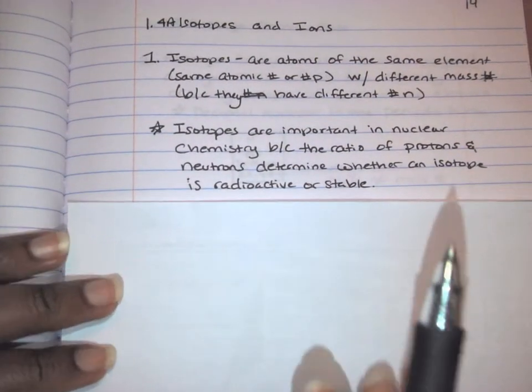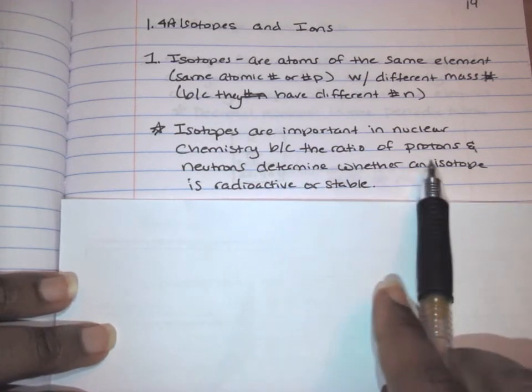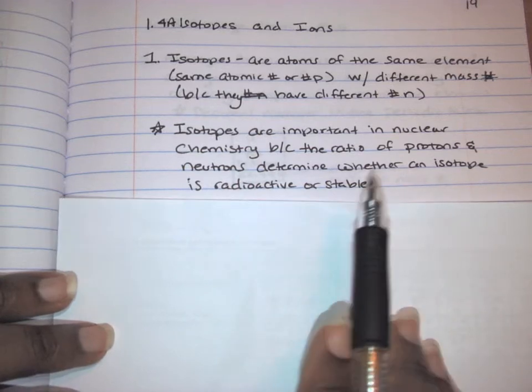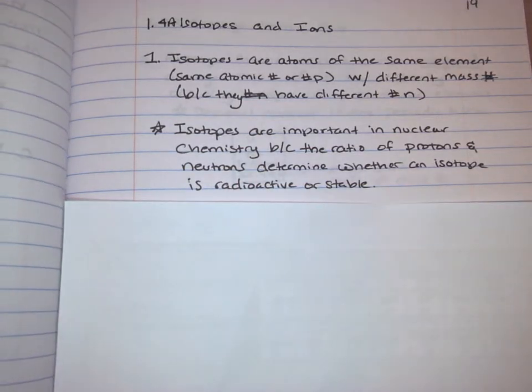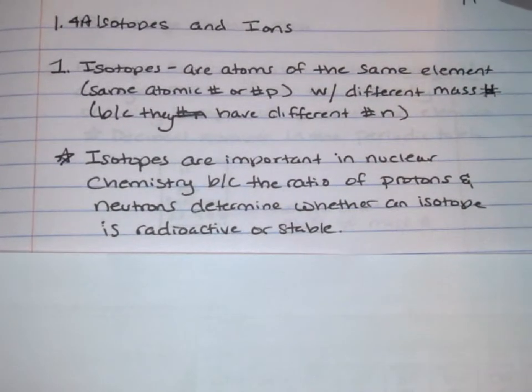Isotopes are important in nuclear chemistry, which is one of the things we'll be covering here, because the ratio of protons and neutrons determines whether an isotope is radioactive or stable. These are some background notes on isotopes, and if you need to pause the video to copy this down, go ahead and do that now.